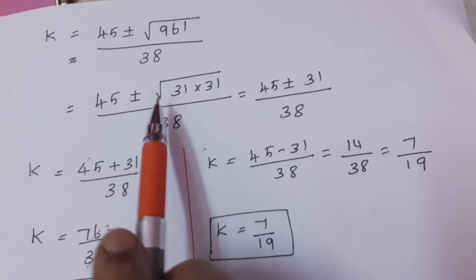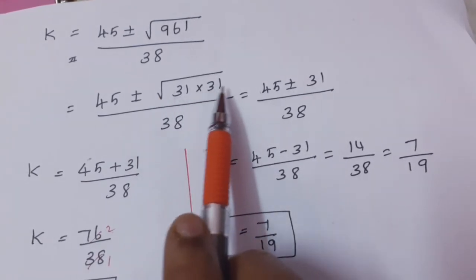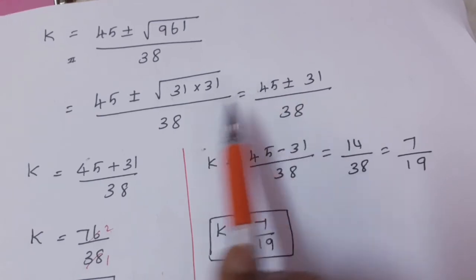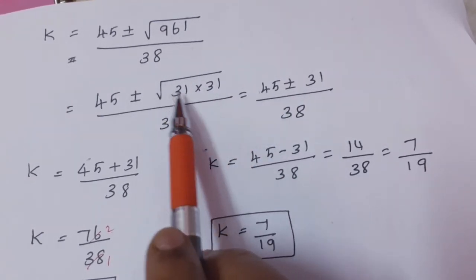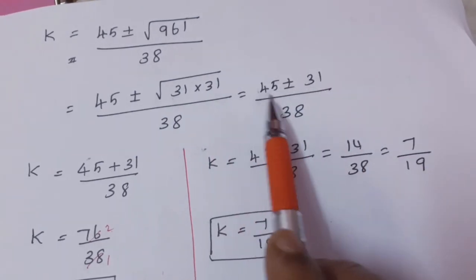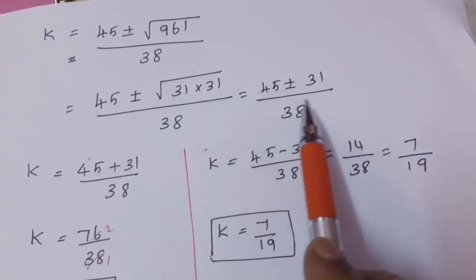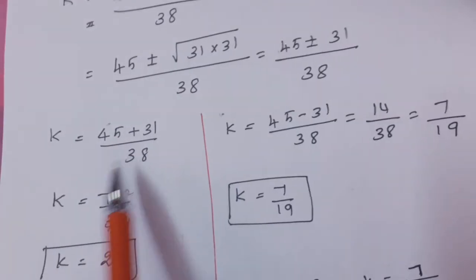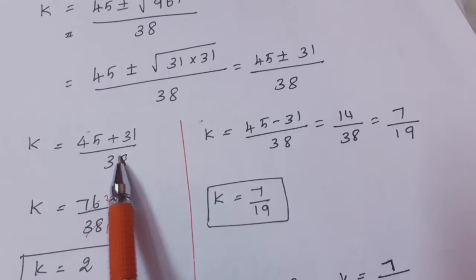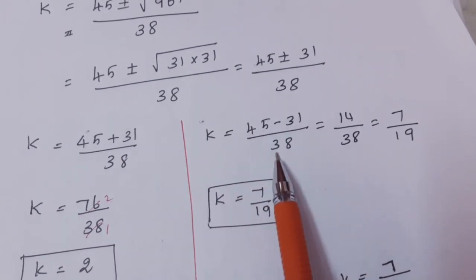So k equal to 45 plus or minus root of 31 into 31, divided by 38. Taking the square root of 31 into 31, we get only 31. So 45 plus or minus 31, divided by 38. First we find the value for k. k equal to 45 plus 31 divided by 38, and again 45 minus 31 divided by 38.